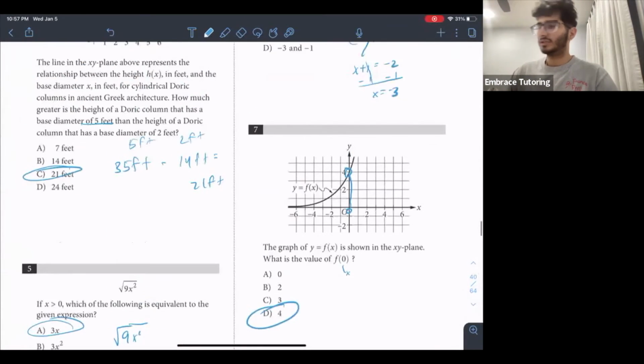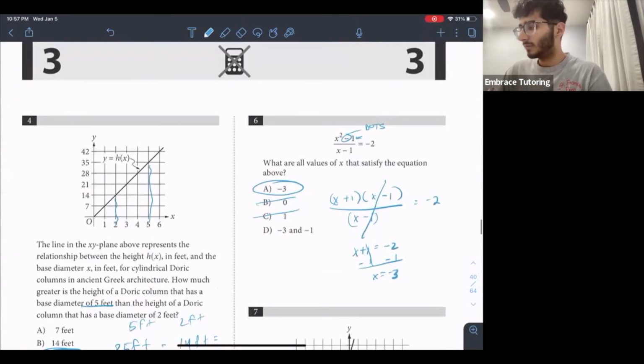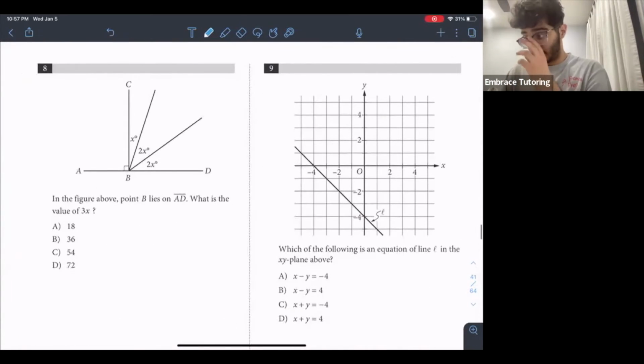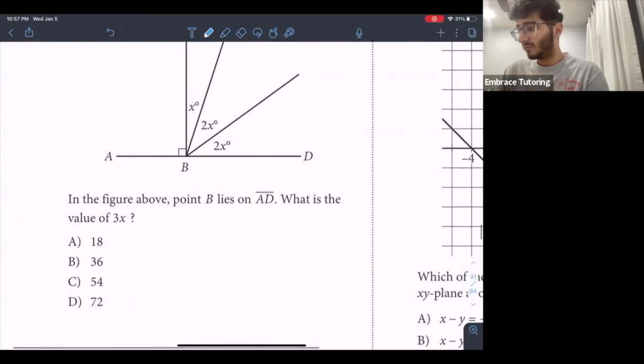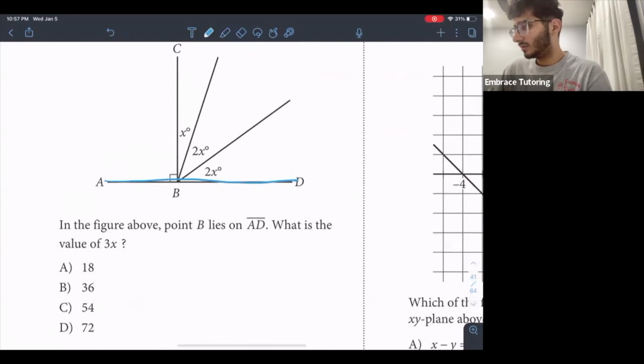Very simple questions, just understanding lines and algebra 1 type of problems. Next question, question 8. In the figure above, point B lies on segment AD. Line AD. What is the value of 3x?